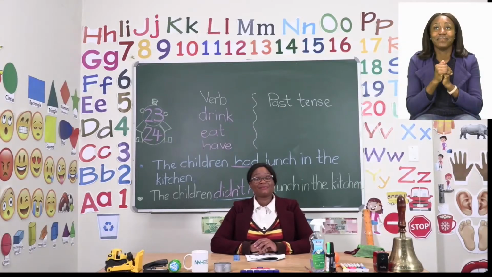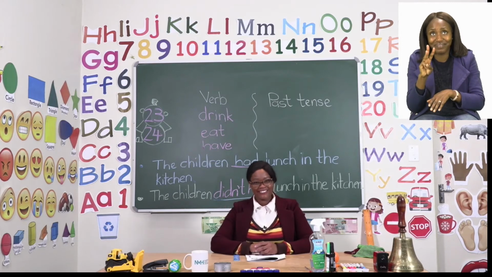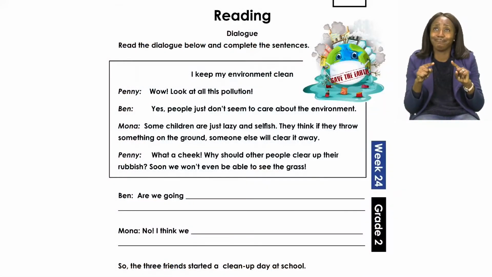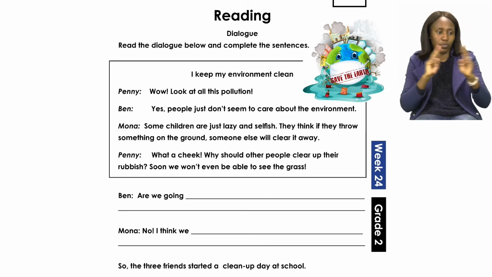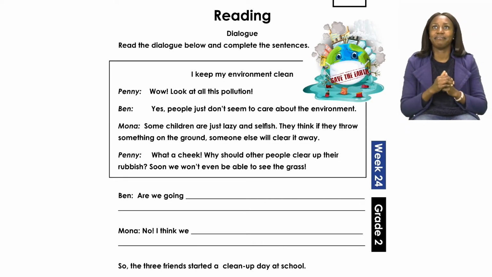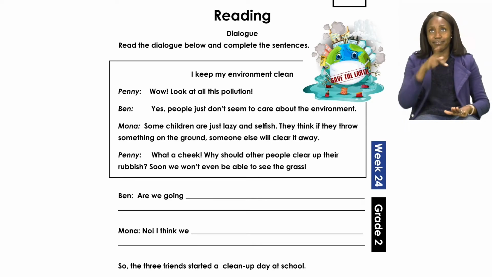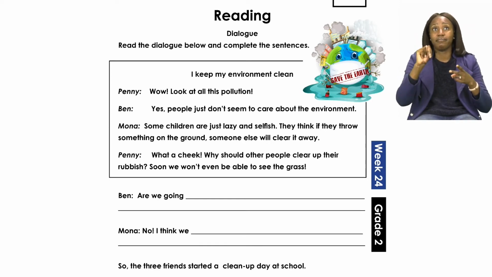Now, boys and girls, let us begin our lesson by going to page 23. On page 23, we are going to be doing some reading. The type of reading we will be doing today is called a dialogue. Now, a dialogue is when two or more people are having a conversation. In this case, we have Penny, Ben, and Mona. These three people are talking about a topic about the environment.